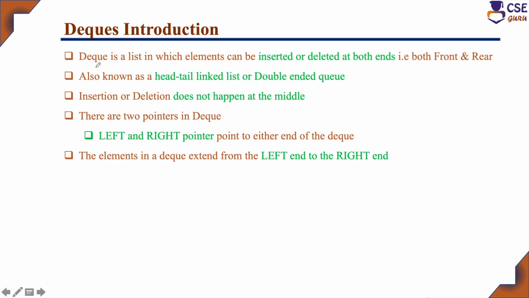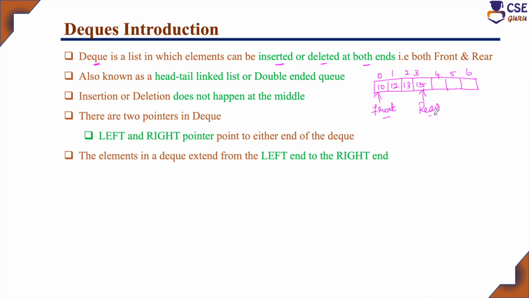Deque is a queue data structure in which elements can be inserted or deleted at both the ends. Normally, what do you mean by queue data structure? Here there are two pointers we use in queue data structure: one is rear pointer and another one is front pointer. The first element in the queue will be considered as the front pointer and the last element will be pointed by rear.